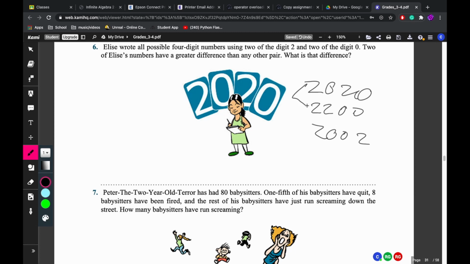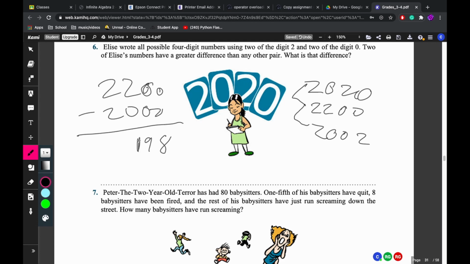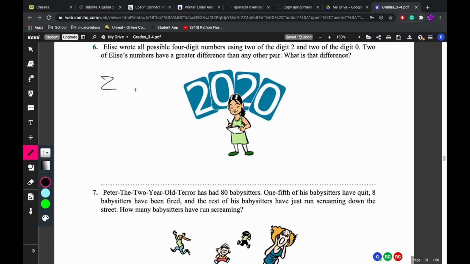So this is 1, and this is 1. So when we subtract these, we would straight out know that 2200 minus 2002 has a greater difference than all. So this would be an 8, because 2 minus 0 is equal to 2, and then 2 plus 8 is equal to... And then this would be a 9, and this would be a 1. So the answer would be 198.